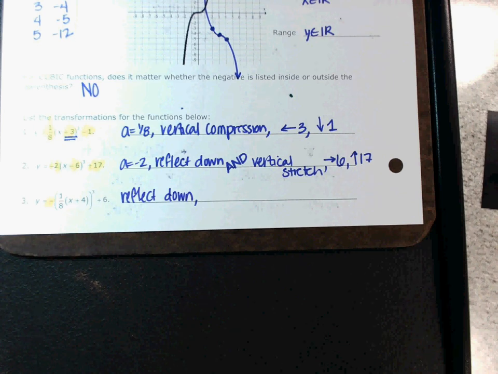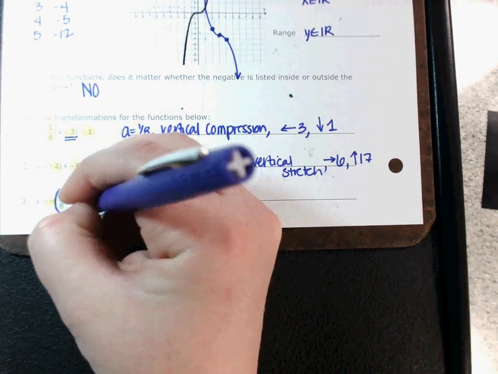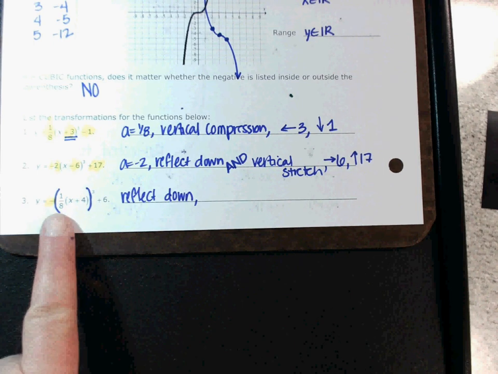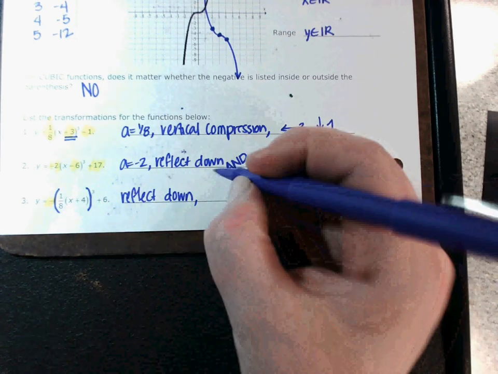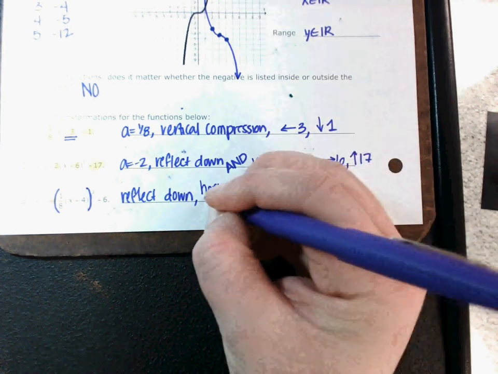A compression. But, I don't know if you remember this, we talked about it last semester. If your A is inside the parentheses, it actually does the opposite. So normally this would be a compression, but since it's inside, that actually makes it a stretch. Okay, so that would be a horizontal stretch.